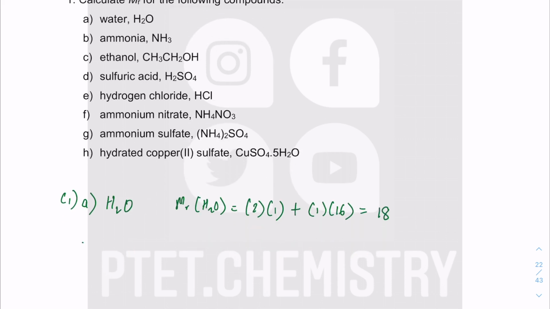so that's going to give you 2 plus 16, which is 18. And for B, you have MR of NH3, so there is 1 nitrogen, so 1 times 14 plus 3 times 1 for the hydrogen. That's going to give you 17.